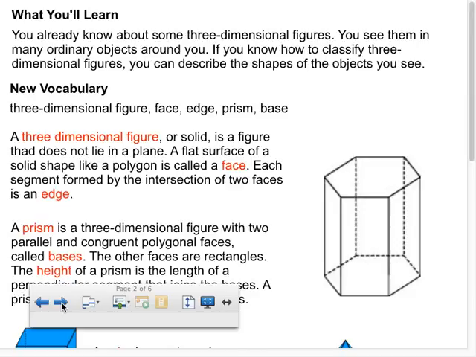Okay, so what you'll learn, I'm going to go and read this because I haven't made the video for the YouTube channel. You already know about some three-dimensional figures. You see them in many ordinary objects around you. If you know how to classify three-dimensional figures, you can describe the shapes of the objects you see. Here's the new vocabulary: three-dimensional figure, face, edge, prism, and base. A three-dimensional figure or solid is a figure that does not lie in a plane.